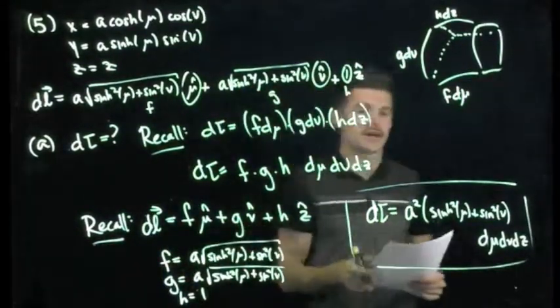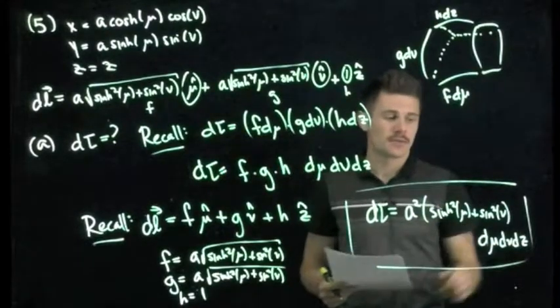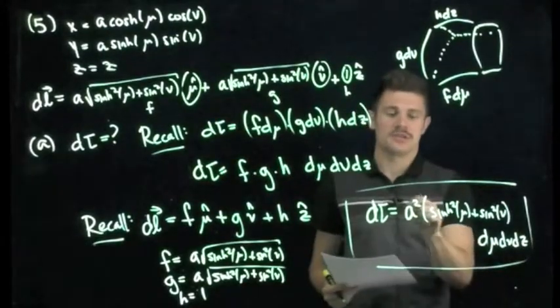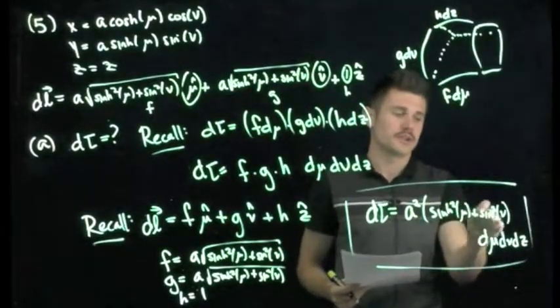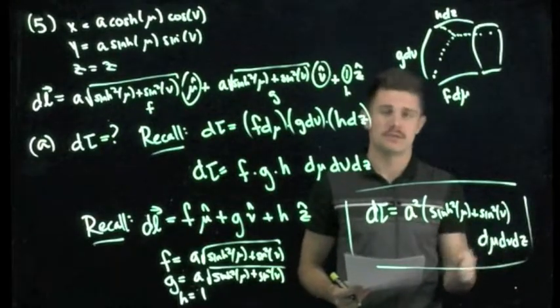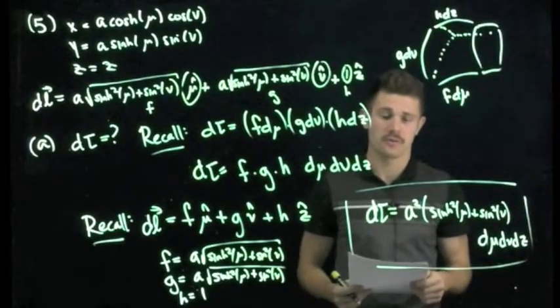And we can find dτ as f times g times h times the three different displacements, which gives us a squared sinh squared μ plus sin squared ν dμ dν dz. And that's our final volume element for part A.